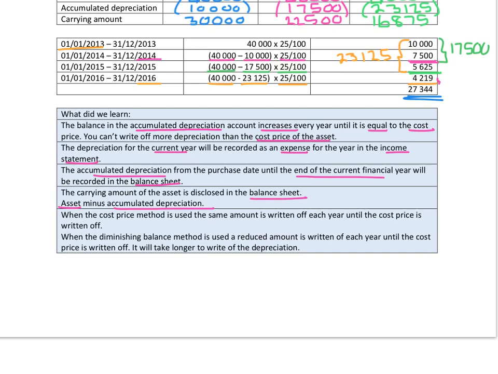When the cost price method is used, the same amount is written off each year until the cost price is written off. When the diminishing balance method is used, a reduced amount is written off each year until the cost price is written off. It will take much longer to write off the depreciation when the diminishing balance method is used.